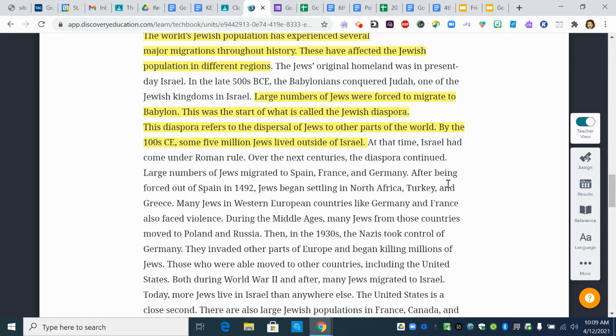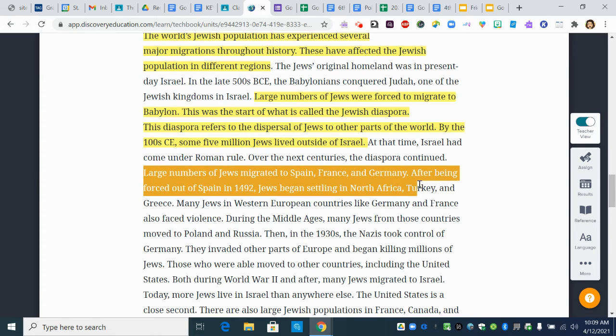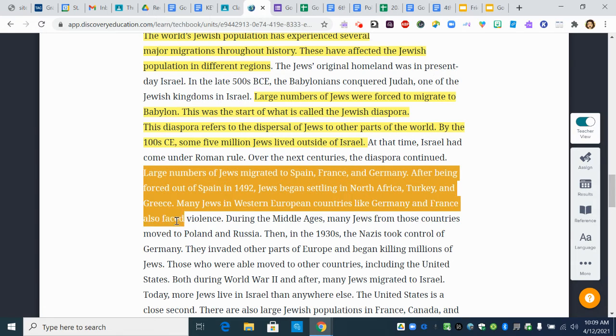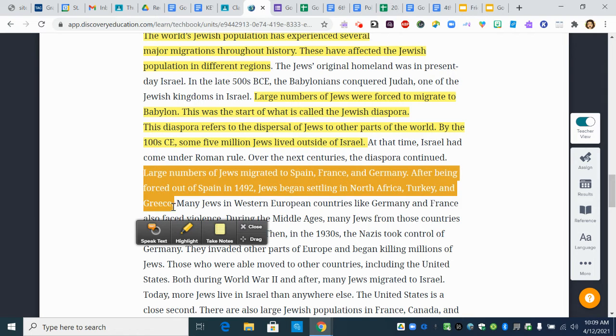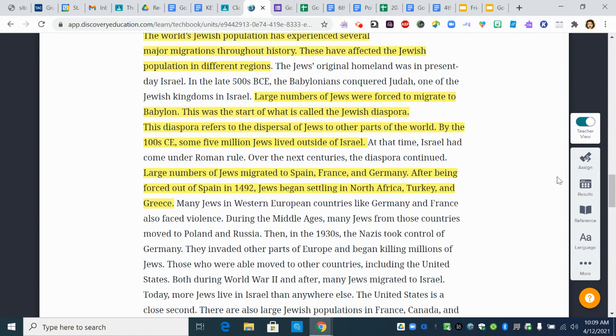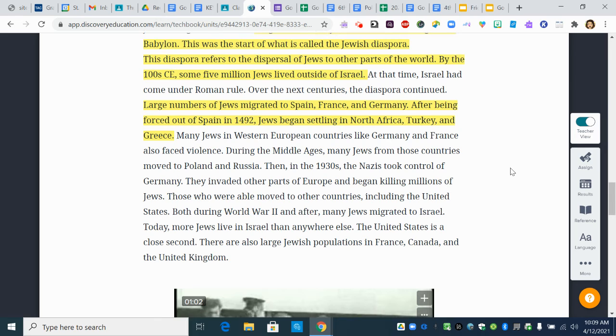Over the next centuries, the diaspora continued. Large numbers of Jews migrated to Spain, France, and Germany. After being forced out of Spain in 1492, Jews began settling in North Africa, Turkey, and Greece. Many Jews in Western European countries like Germany and France also faced violence. During the Middle Ages, many Jews from those countries moved to Poland and Russia.